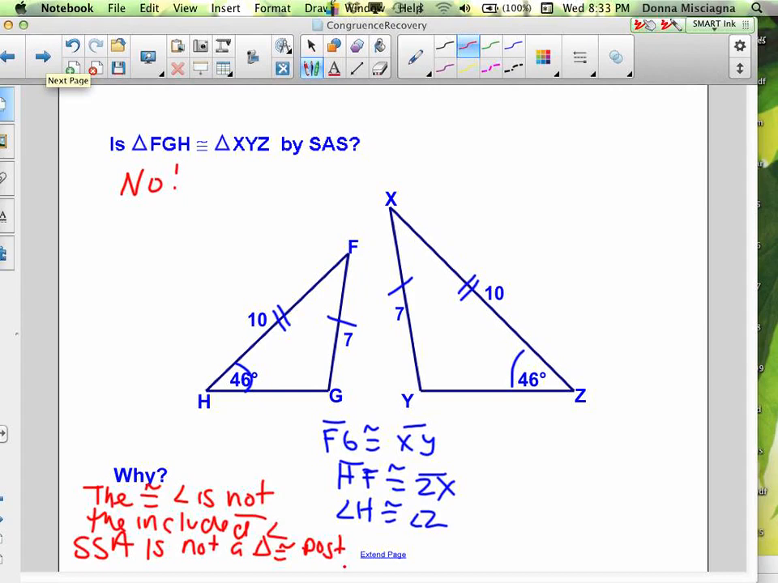Right? So if you're having trouble figuring out where the included angle will be, I'll show you how to figure it out from your congruent sides. All right, so side FG and side HF, what do they have in common? They have the F in common. All right, that means they meet here at F. That's the included angle.